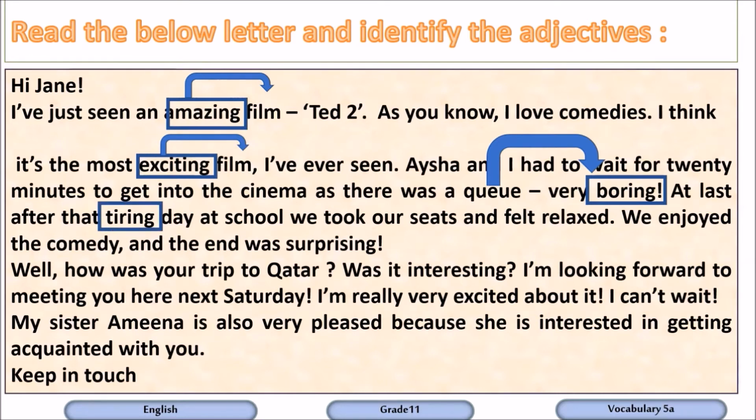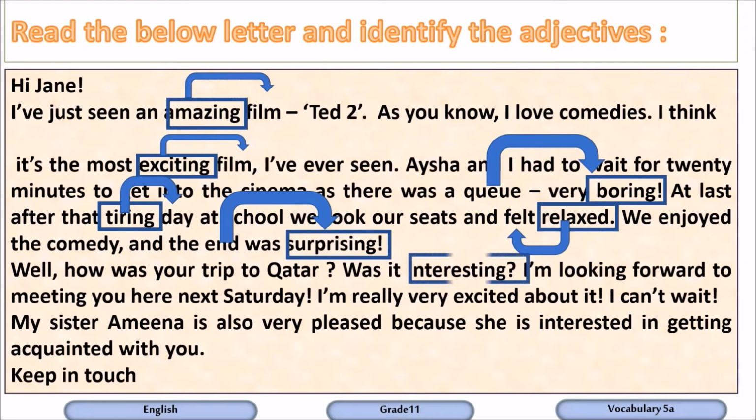At last, after that tiring day at school, we took our seats and felt relaxed. So how was the day? It was tiring. And how did we feel? We felt relaxed. This is to describe the feeling. We enjoyed the comedy and the end was surprising. How did the speaker or the writer describe the end? It was surprising. Well, how was your trip to Qatar? Was it interesting? So I'm asking about the trip, if it was interesting or not.